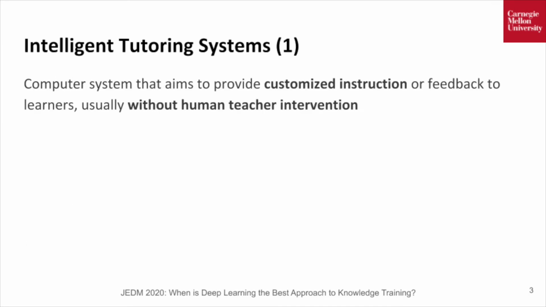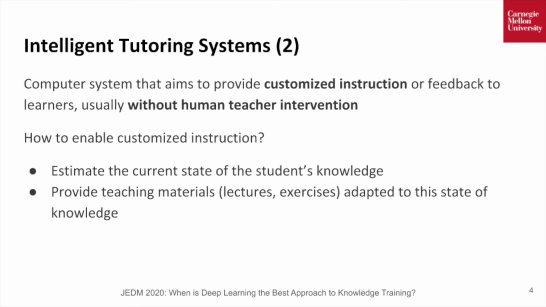So, what are intelligent tutoring systems? An intelligent tutoring system is a computer system that aims to provide customized instruction or feedback to learners, usually without the intervention of a human teacher. So, how do intelligent tutoring systems enable customized instruction? First, they estimate the current state of a student's knowledge. Then, they provide teaching materials, like lectures and exercises, adapted to the state of knowledge.